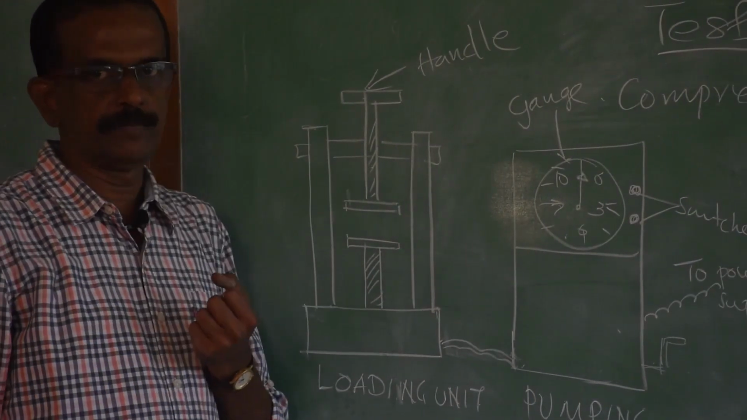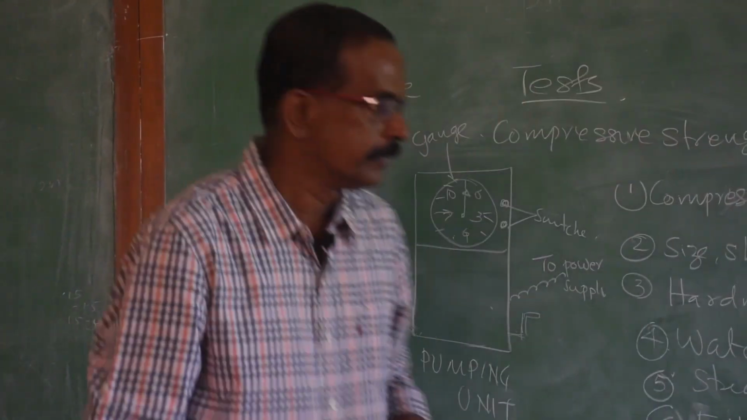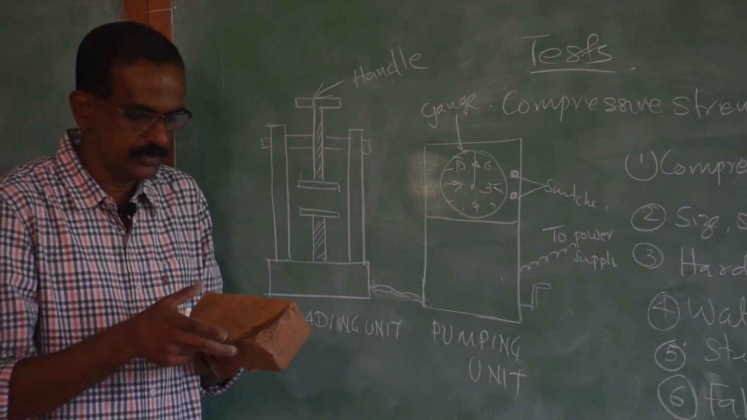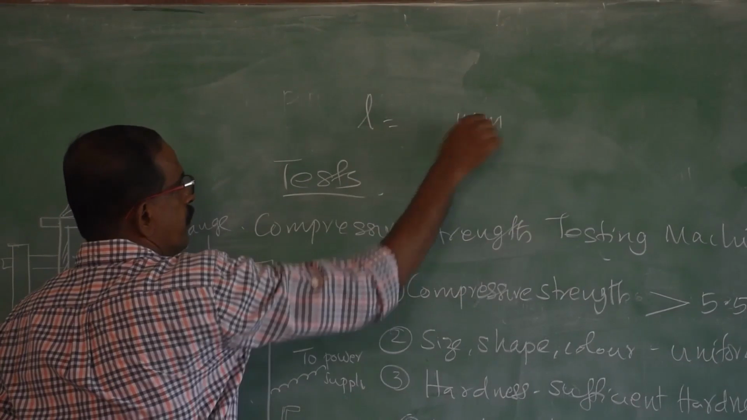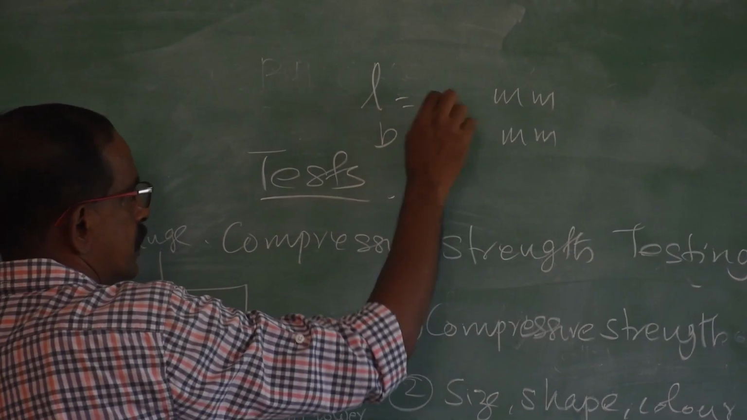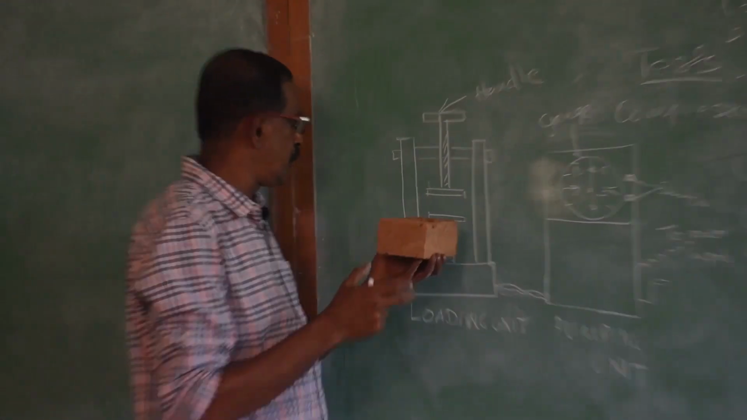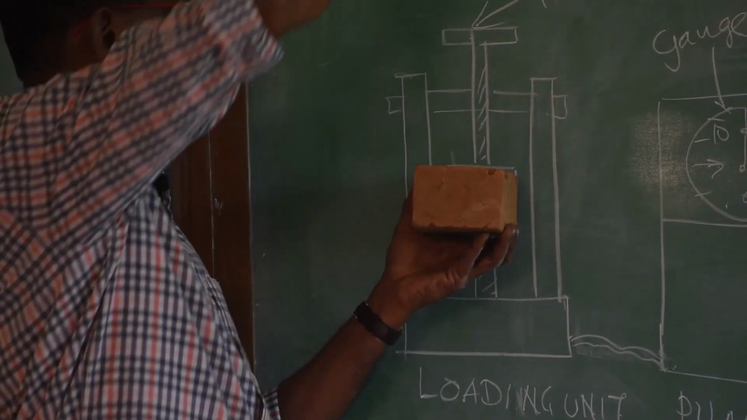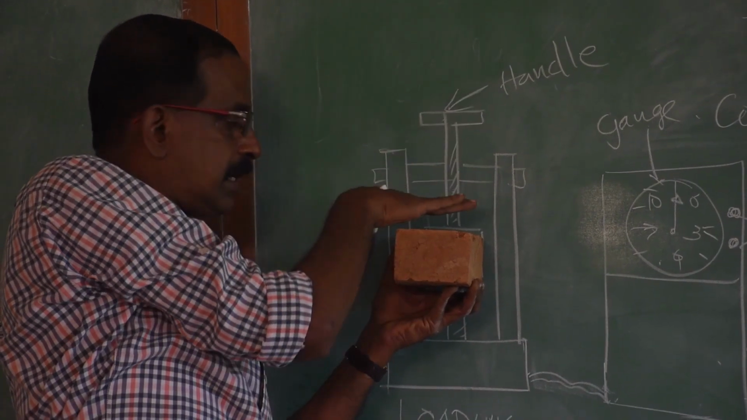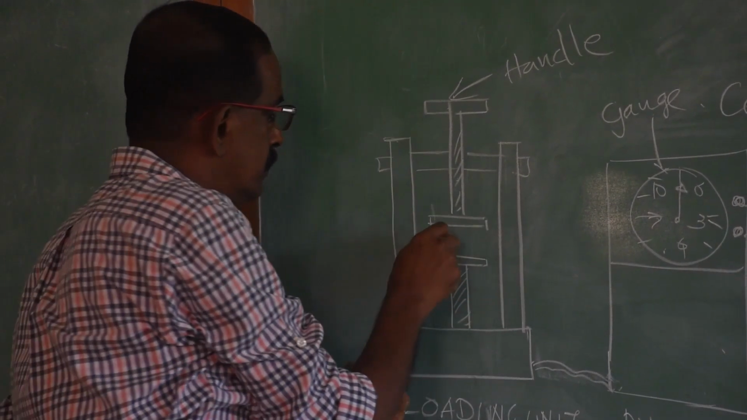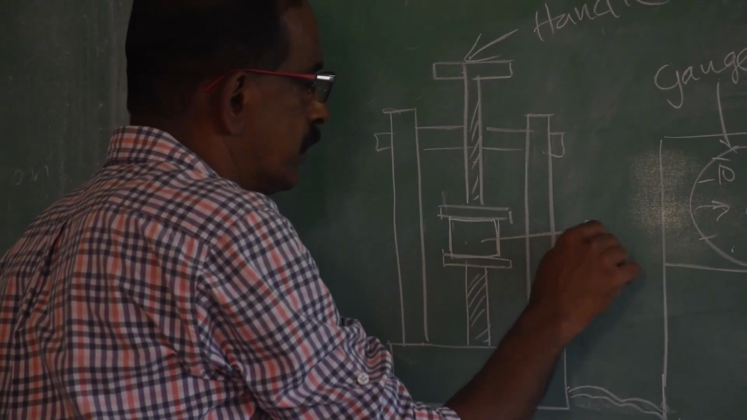Now, take the brick and measure its length and width. Record it. Length so much mm, width so much mm. Say I will put x mm and y mm. Now keep it on this lower loading platen like this and turn the handle at the top. Then the upper loading platen will come and rest over this brick. So this is the position of the brick.